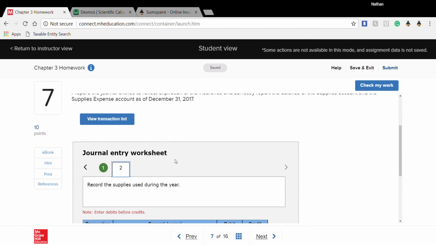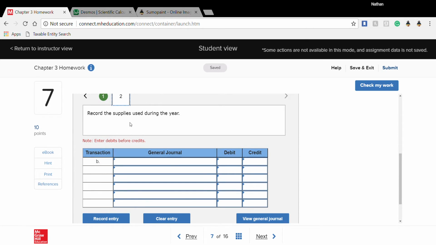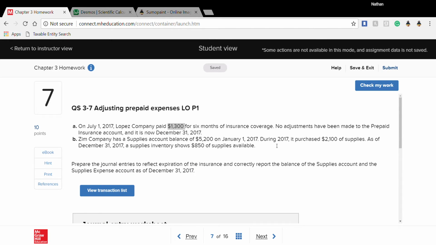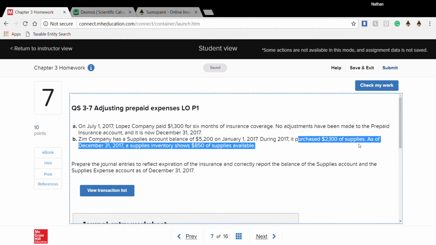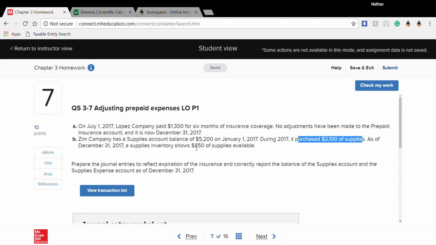So it wants us to do the journal entries. Record the supplies used during the year. Alright, so it's not wanting us to do the addition of the supplies, but how much was used. So my best bet to tell you right here on this type is basically do a T chart, T account.